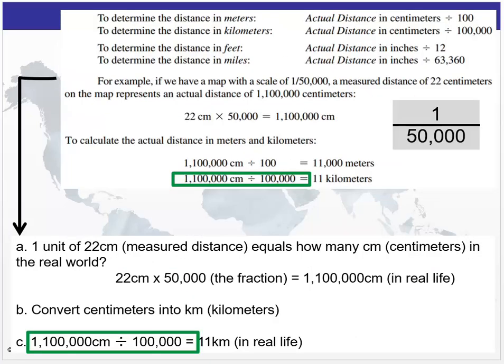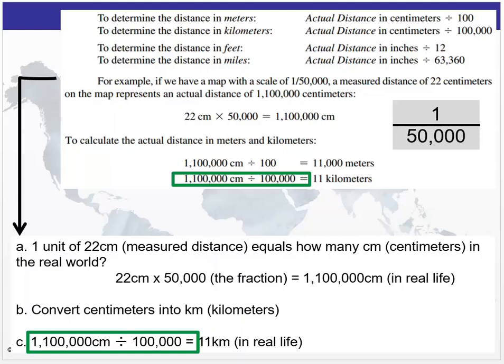So, for example, if we have a map with a scale of 1 to 50,000 and a measured distance of 22 centimeters on the map, we have to figure out what that actual distance calculates to in the real world. So what we're going to have to do is take our units, multiply that by our fractional scale, and that is going to leave us with 1,100,000 centimeters. But it's really hard for us to do something with that because who can really ballpark or have a general understanding of how far or what the distance is of 1,100,000 centimeters. So we need to convert this into units that make more sense to us.